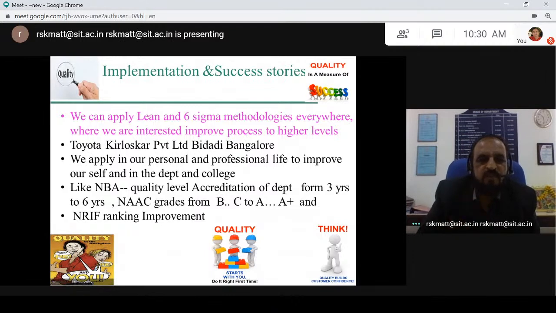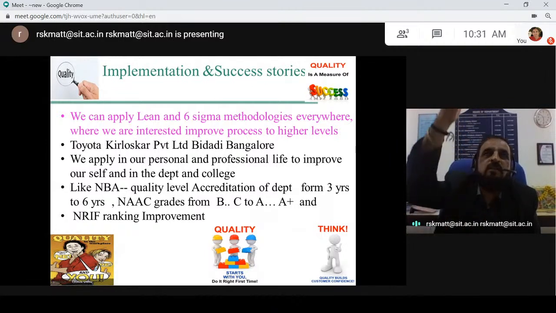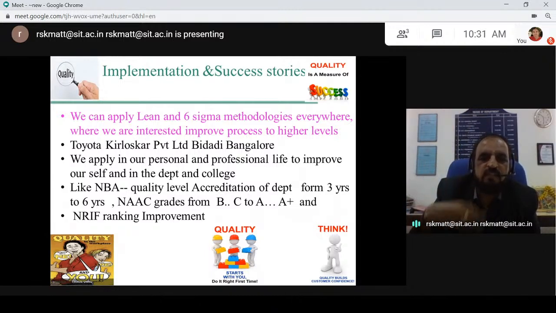For example, for NBA accreditation, quality level. NBA stands for assessment of the quality of the department, whether we need to accredit for 3 years or 6 years. It is very difficult to get accredited for 6 years, and NAAC to get A++ is also very difficult. It can also be applied for NIRF ranking, which was recently announced. If you are at 76th rank, how to get to 50th rank? They need to identify the factors, analyze the factors, apply DMAIC philosophy, Six Sigma philosophy, try to improve the rank, try to improve the quality level.